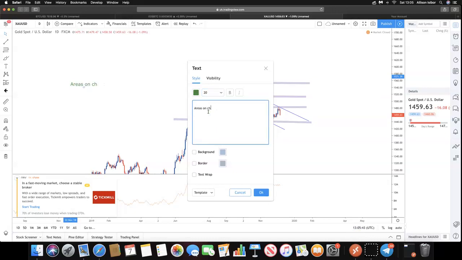where support turns to resistance in a downtrend.